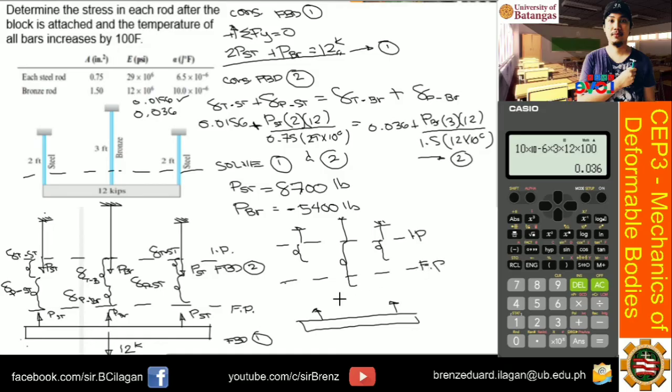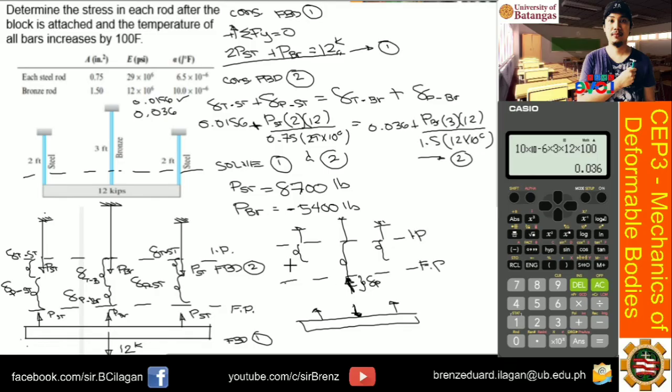So ibig sabihin, di ba compression to? So ito compress. Ito dapat pala pababa since mabilis nga humaba si bronze. Ang nangyari, compressive force yung na-produce mo dito. Pababa pala siya dapat. And then ang tensile lang is steel. So therefore, kung yan ay compression, meron ka ditong deformation due to the load P ni bronze. Ang mangyayari, itutulak niya pabalik doon kasi ito compression nga eh.